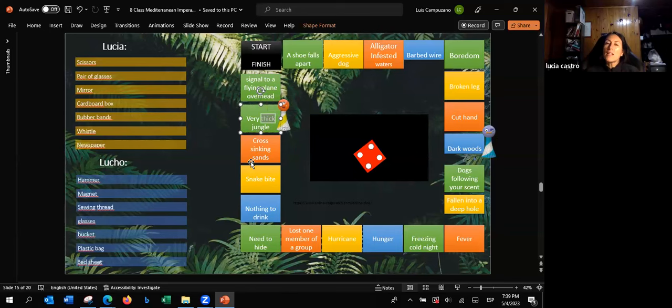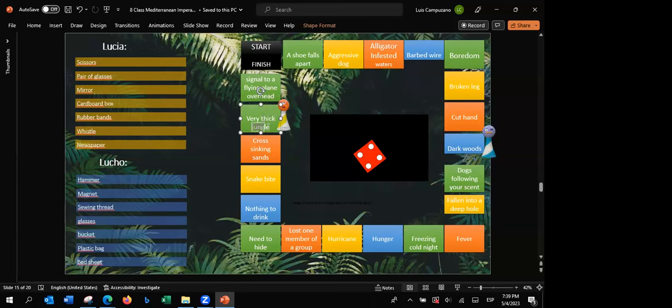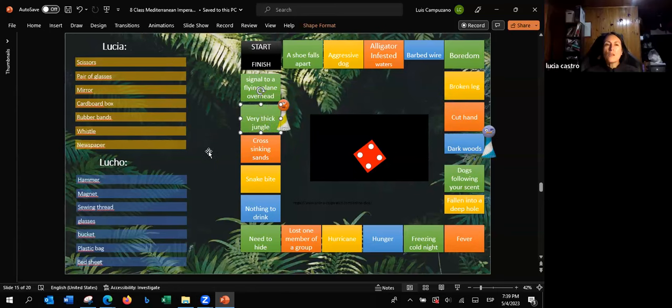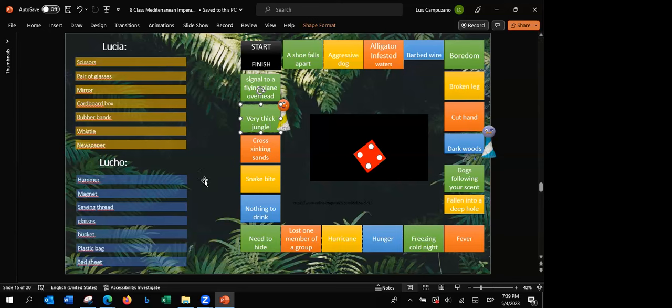Teacher, I don't understand good my problem. Okay, yes. So you're in the jungle and it is very thick. Es muy espeso. Hay mucha vegetación en la jungla. Very thick jungle. What do you use? ¿Puedo usar 2 veces la misma herramienta? Sí. Of course, yeah, of course.